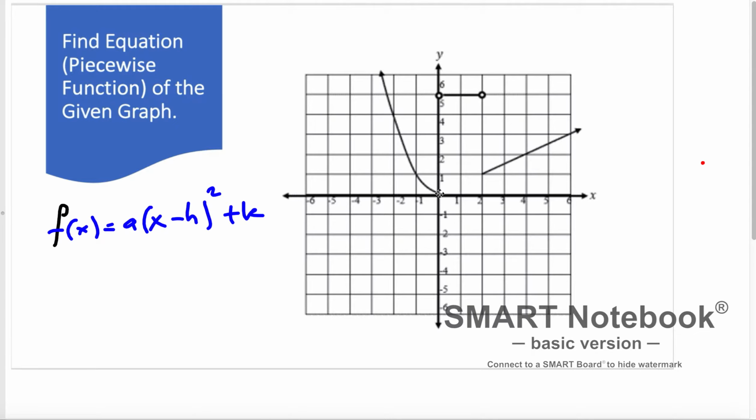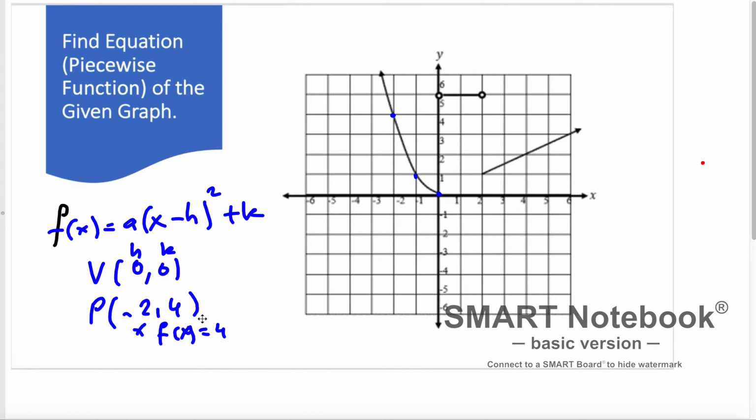And now I'm taking any point. I'm looking at the vertex here. The vertex, obviously, we see is here. So the vertex is 0, 0. So x is 0, y is 0. So this is h and this is k. And now we take any point of this graph, for example where it intersects the grid, because we know exactly what the x and y coordinates are. Let me take this one here, minus 2 and 4. So x is minus 2, and f of x, or y, is equal to 4.